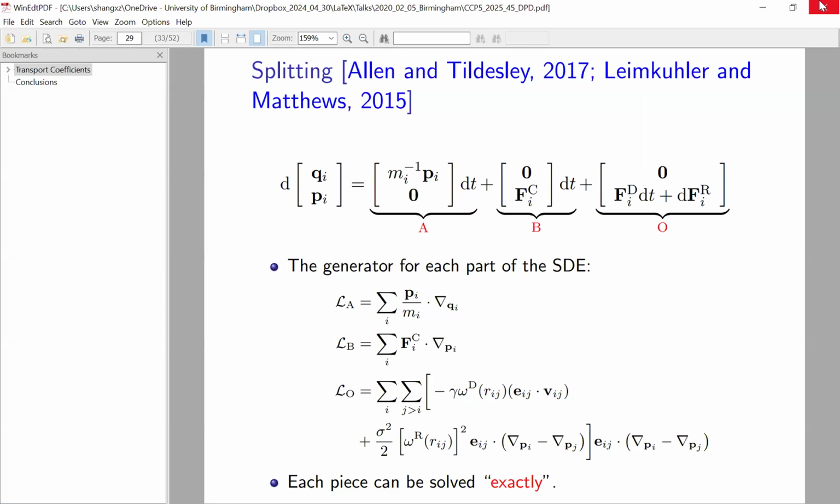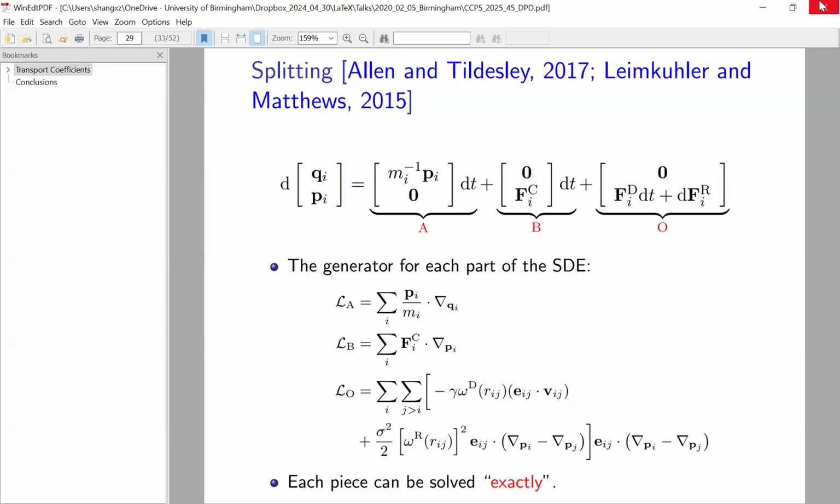I'm not going into too much technical detail here, just to mention that for the subsystems A, B, and O, we can solve each subsystem analytically. Then we just need to combine them in a certain way, so that we can have a better approximation of the whole system. This was mentioned in the famous book by Mike Allen and Dominic Tildesley. They have a second edition of the famous book from a few years ago, and they have some discussion about the splitting method, but also they have added some more discussion about the mesoscale method.